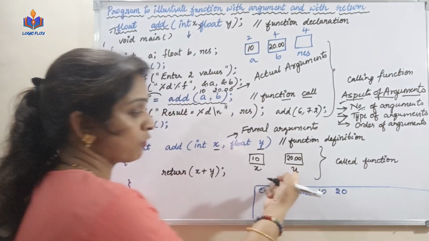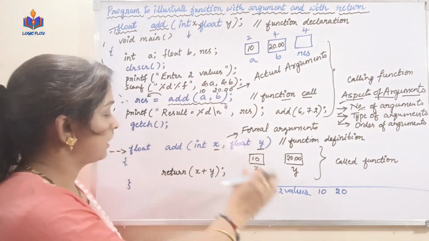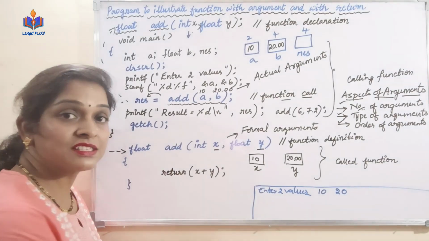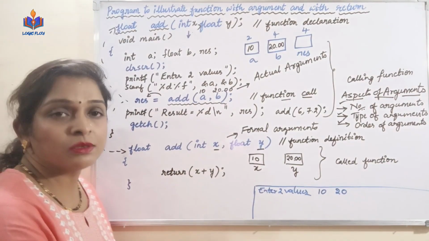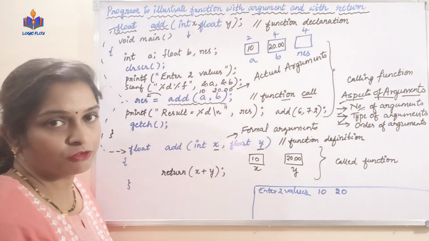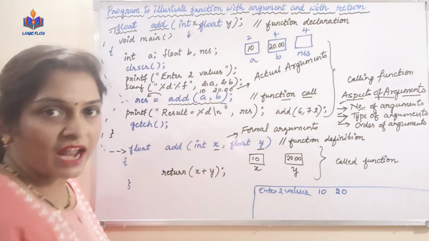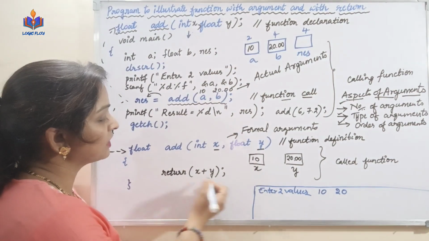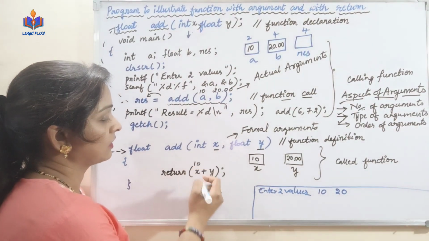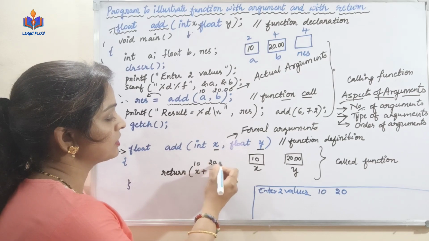20.00, because it's float type. Okay, fine. So I have received the values x and y. The next thing that I need to do is some operations on them. And this program is dealing with addition of two numbers. So what I am doing, I am performing the addition. And I say simply return x plus y. What is the value of x? It is 10. Value of y, it is 20.00.